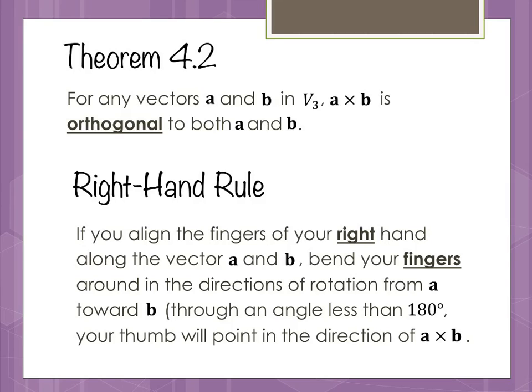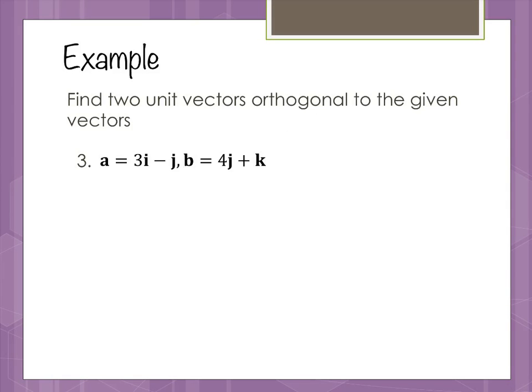And obviously if you put your fingers on the X part and your arm on the Y part and you rotated your fingers around from the X axis around to the Y axis, your thumb would be pointing upward, and your thumb pointing upward would be the orthogonal vector, or the Z axis in that case. So we're going to find 2 unit vectors that are orthogonal to the given vector.